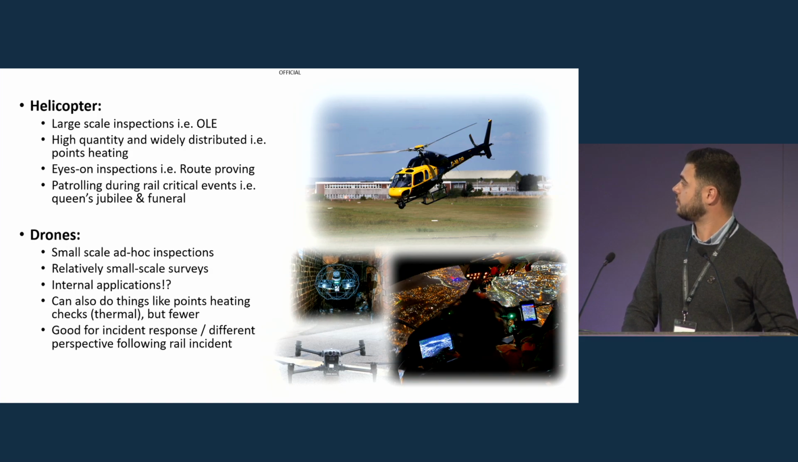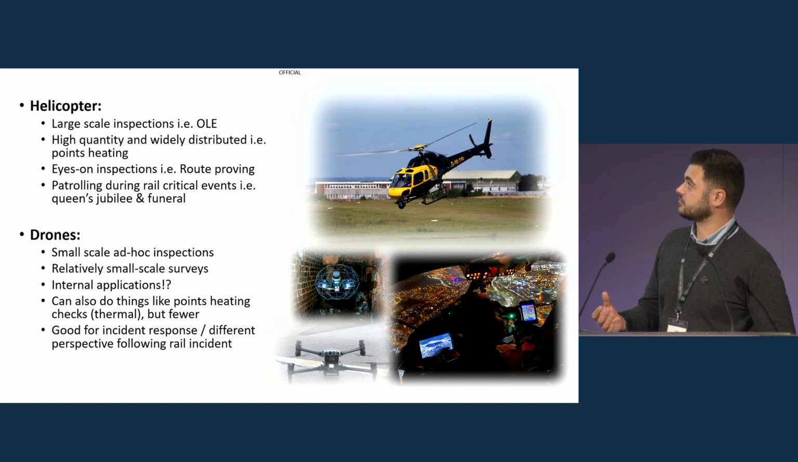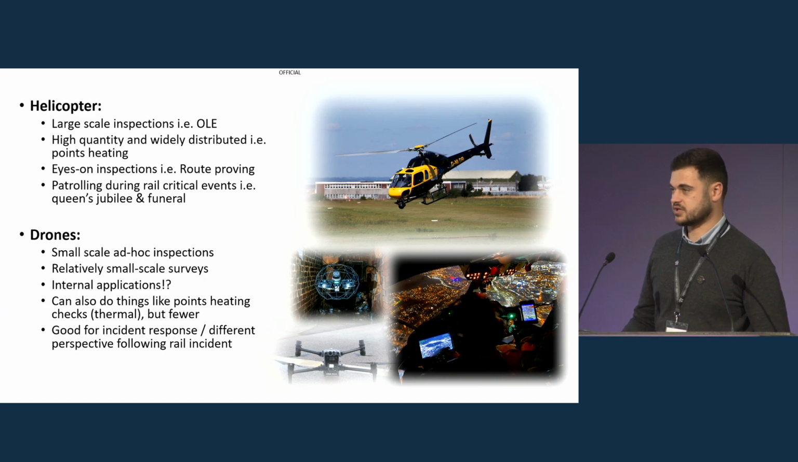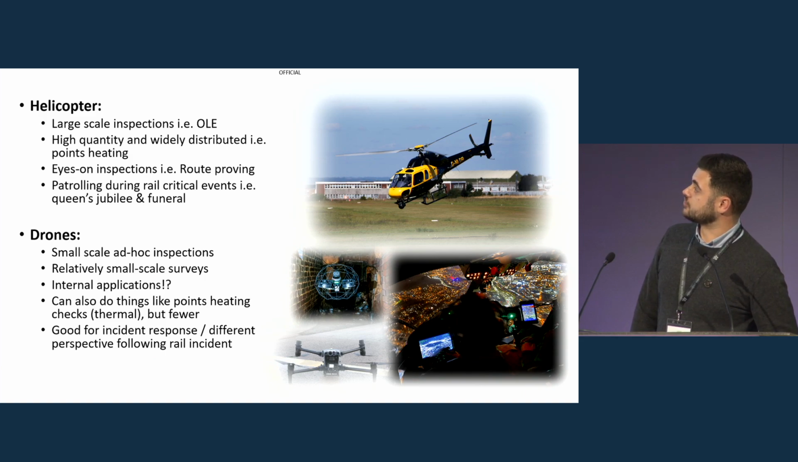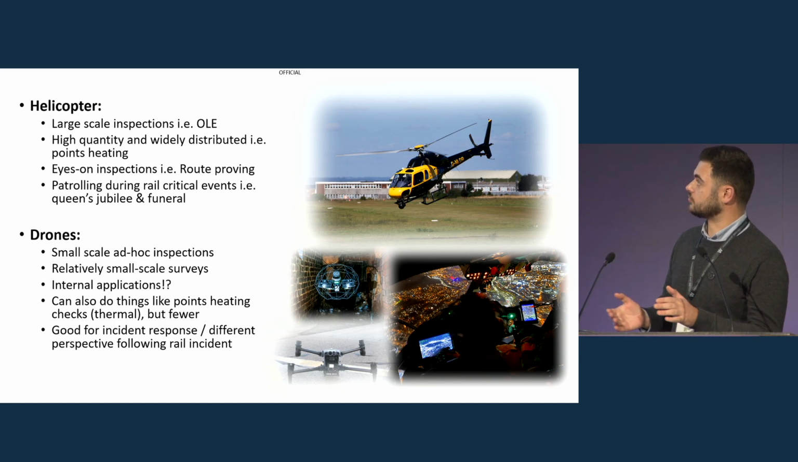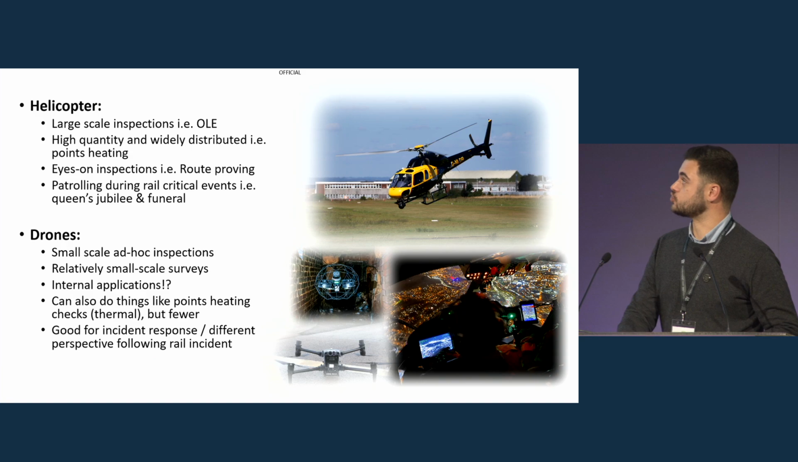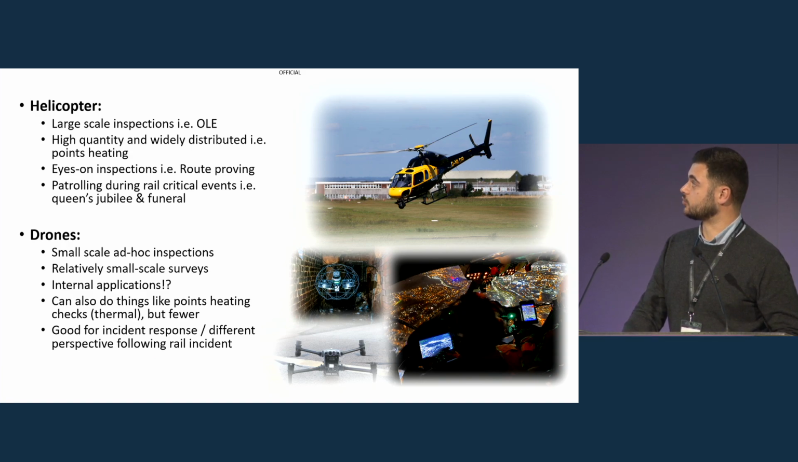So helicopters and drones offer 2 different things in terms of data capture. As you can imagine, helicopters, at the moment at least, cover large areas. They can do large-scale inspections. So OLE, for example, they can use thermal cameras to capture data of the OLE, and P-way as well. They're good at capturing data if there's a large quantity of assets over a wide geographical area. They also provide response to weather events, so when you've got flooding and stuff like that, or during critical national events, so recently the Queen's Jubilee and funeral, making sure the railway's operating efficiently.